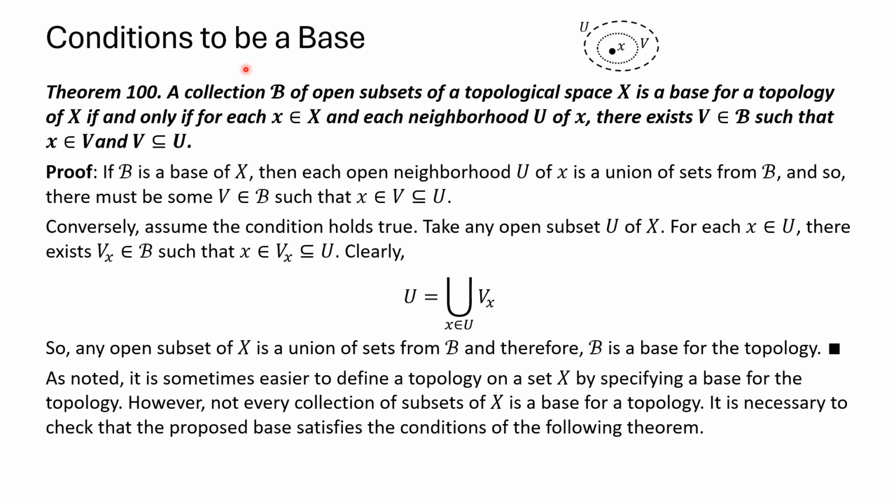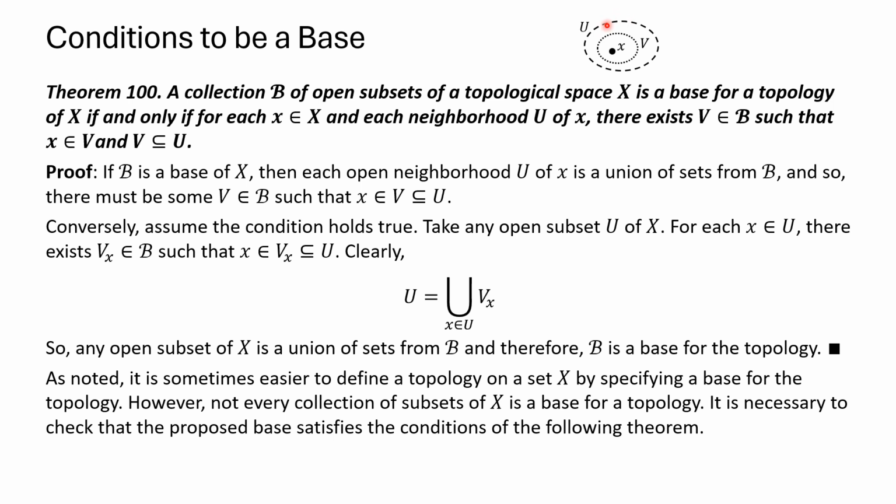The following theorem gives us a condition for determining whether or not a collection of subsets of a topological space is a base. Let's have a look at the theorem. A collection B of open subsets of a topological space X is a base for a topology of X if and only if for each element x in our topological space and each neighborhood U of x there exists V in our collection of sets B such that x is an element of V and V is a subset of U. I drew it here just to help visualize.